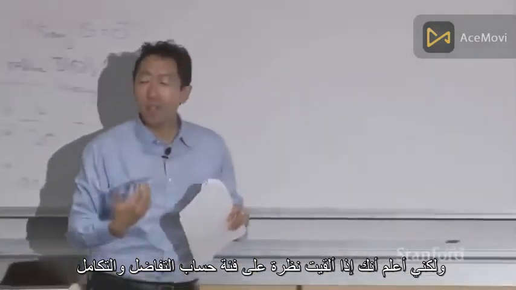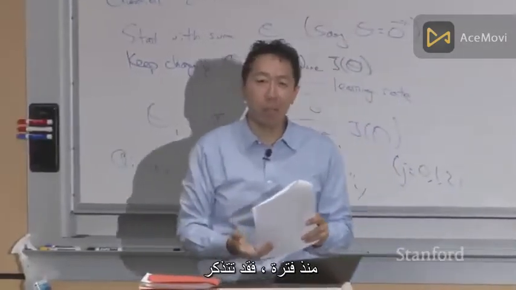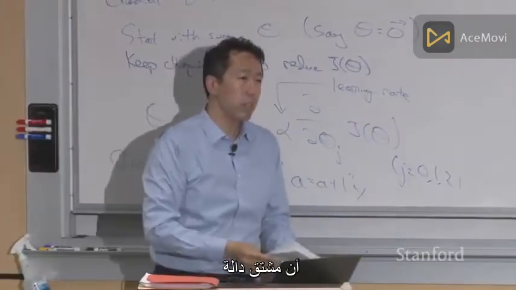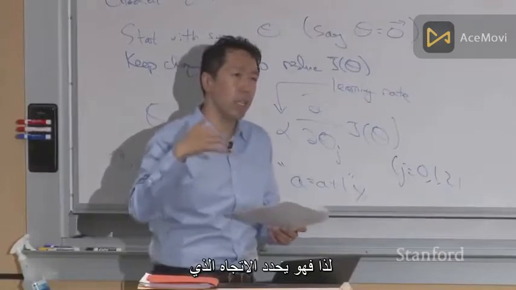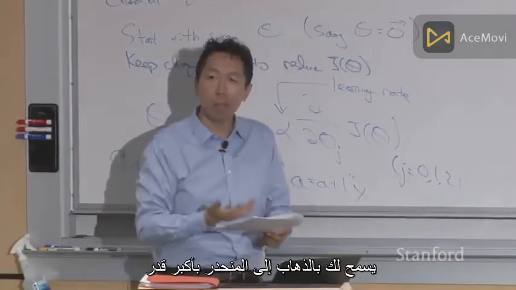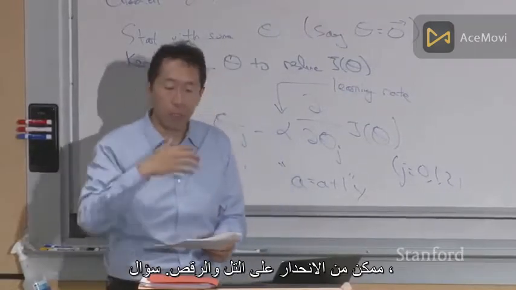If you've taken a calculus class a while back, you may remember that the derivative of a function defines the direction of steepest descent. So it defines the direction that allows you to go downhill as steeply as possible on a hill like that.